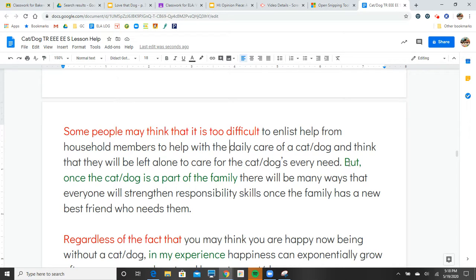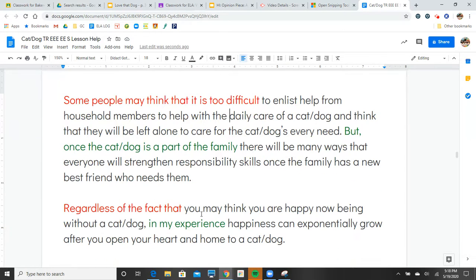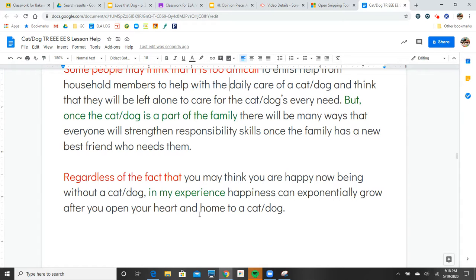But here's where you're going to turn it around. Once the cat or dog is a part of the family, there'll be many ways that everyone will strengthen their responsibility skills once the family has a new best friend. And then I added who needs them, because that's really how you're going to be able to have other people care for the animal. When they realize that they are needed and important, they'll want to help out with that family pet. Regardless of the fact that you may think you are happy now being without a cat or dog, in my experience, happiness can exponentially grow after you open your heart and home to a cat or dog.